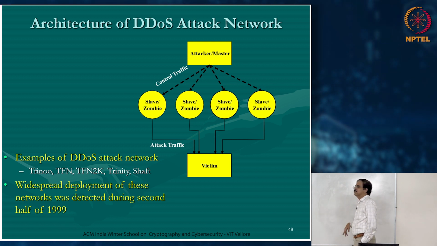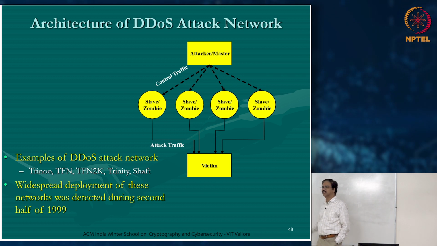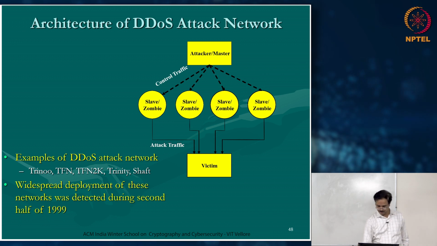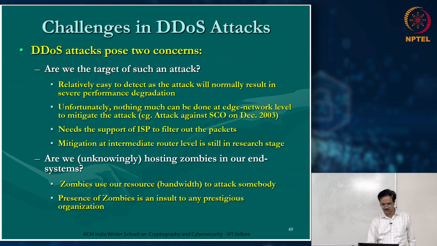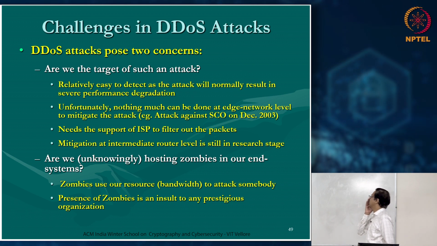So the whole point here is that the sophistication of the second generation is that you need a set of compromised machines, right? Then you can put your agent there. But suppose you don't get compromised machines. There are two questions a DDoS attack poses. I don't know whether this was discussed or not, probably not.